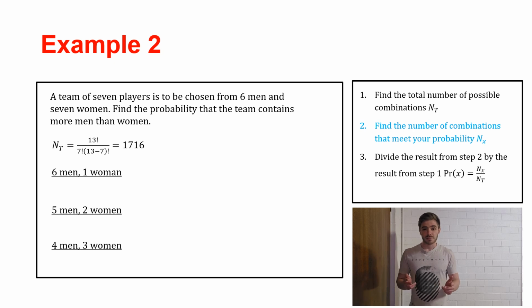If we're calculating for 6 men and 1 woman, then of the 6 total men, we're selecting 6. And of the 7 total women, we're selecting 1. These are choices that are made in sequence, so those 2 things will be multiplied together.